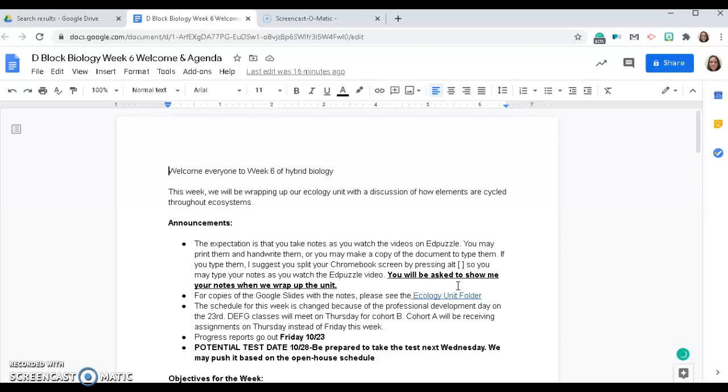And then potential test date is next Wednesday on the 28th. Be prepared to take the test next Wednesday. I am still waiting to hear about what the schedule is going to be that Wednesday. It's going to be a little strange because of the open house. I know we will have our regular morning time from 7:20 to 11, but I'm not sure about what the expectations are for after that. If in the event I do need to push the test back, it will be the next time we meet in person.